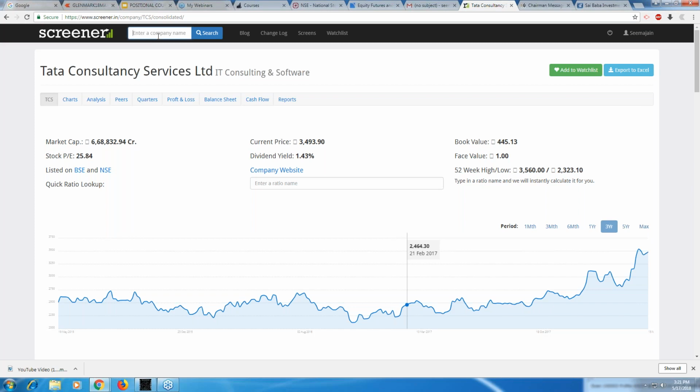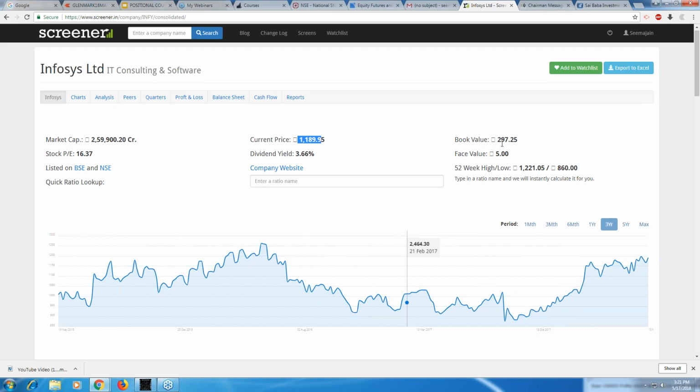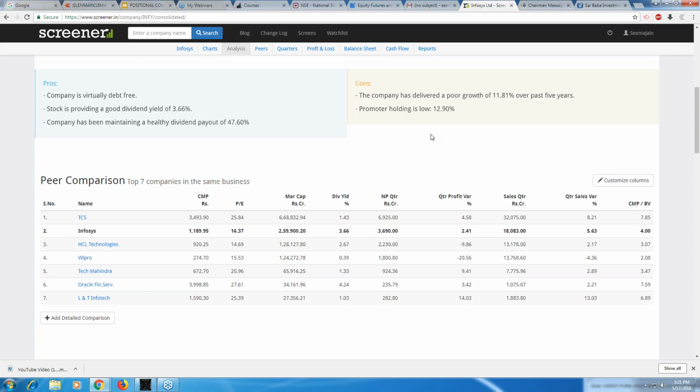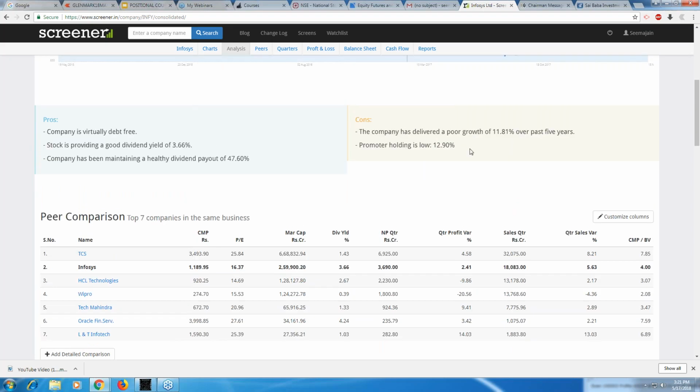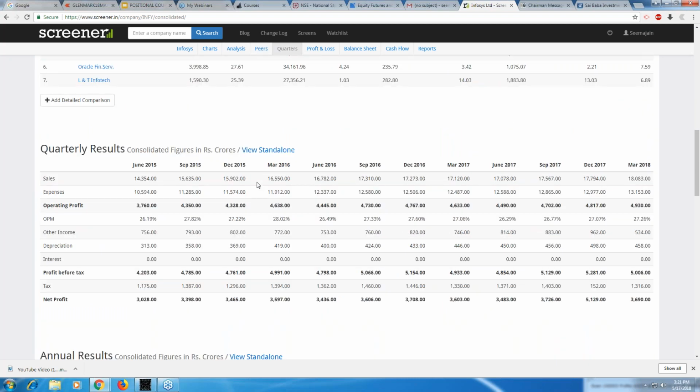Now into Infosys. What's happening in Infosys? So the market cap is 2,59,900 crores. Current market price is roughly about 1190. Book value is 297, right? Company is virtually debt free. Company is providing good dividend. Company has been maintaining healthy dividend payout, right? And the company has reported poor growth. Promoters holding is low, right? Now you can check Infosys has lower PE. That means you need to spend lesser money to earn 1 rupee.